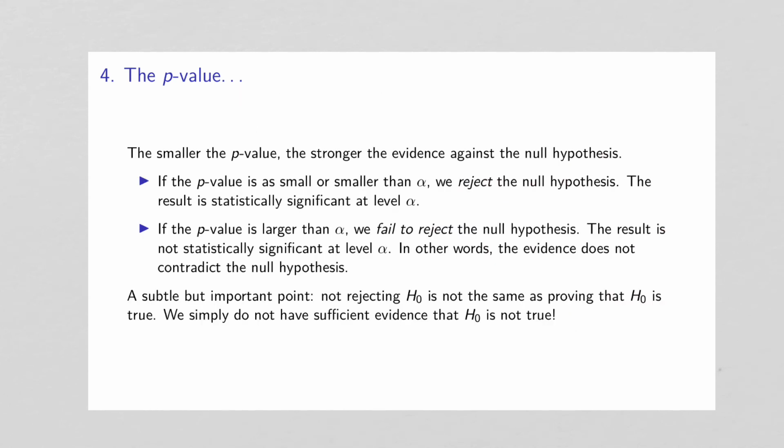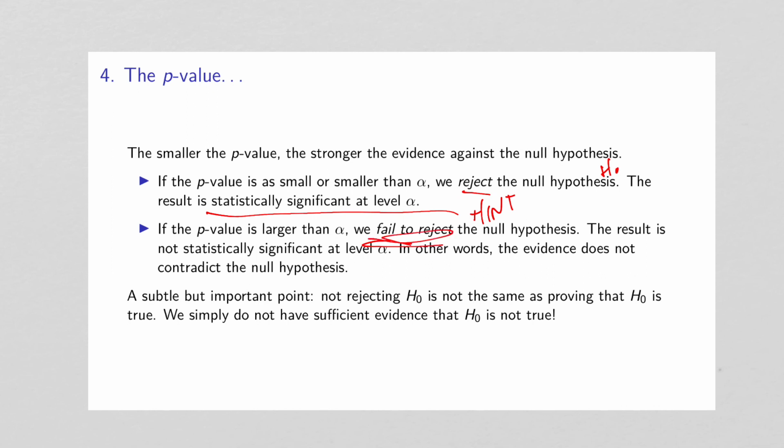The smaller the p-value, the stronger the evidence against the null hypothesis. If the p-value is as small or smaller than alpha, we reject the null hypothesis, and the result is statistically significant at that alpha level. If the p-value is larger than that, we fail to reject the null hypothesis. Big hint: reject and fail to reject, that's the terminology that we use.